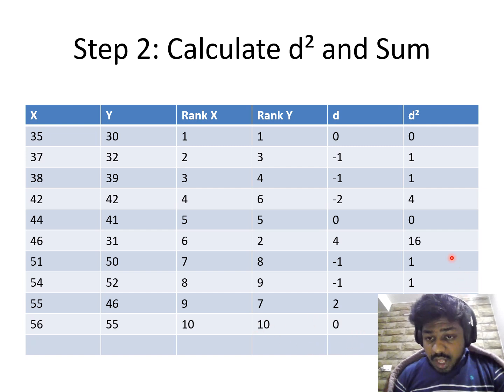Now see how many times there has been 0. There are 3 times, so there are 3 situations in which there are the same ranks. So we'll be using the second formula. You calculate d square and calculate the total, and the sum comes out to be 28.